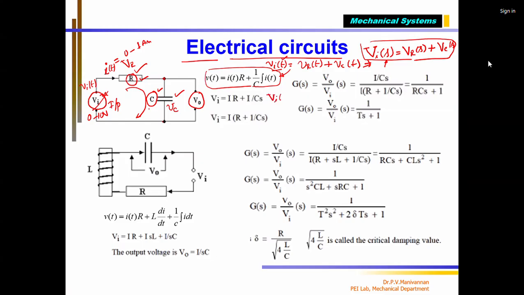VI of S equal to I of S into R plus 1 by C. This integral term will become 1 by S multiplied by I of S. Now we can take a common term. That's what you have done, correct? Here I is there, here I is there. Now if I take this out, I can write VI of S equal to I of S multiplied by R plus 1 by CS. This is what is written here.